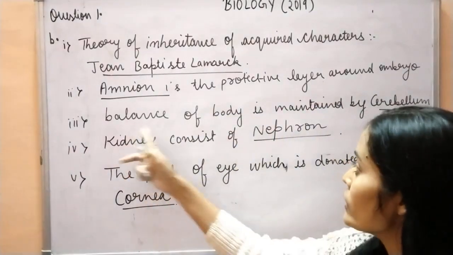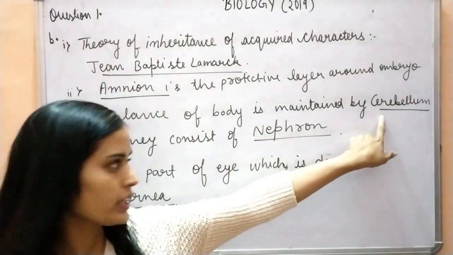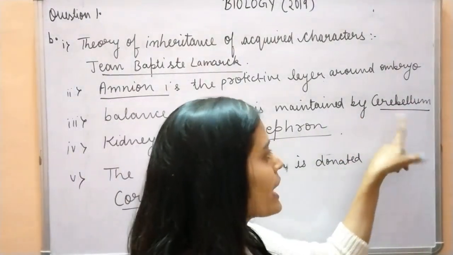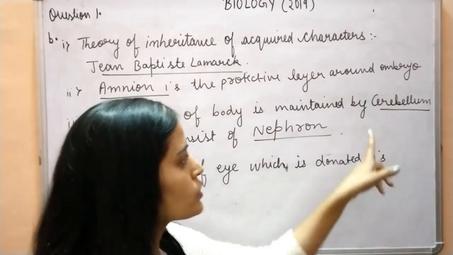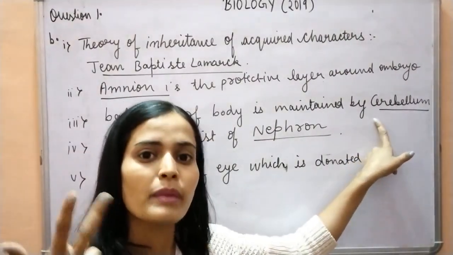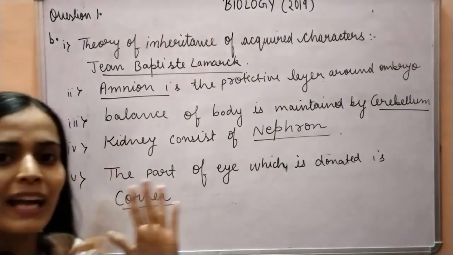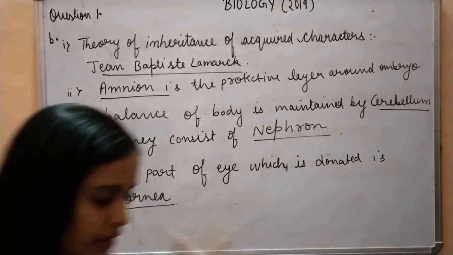Next is balance of body is maintained by cerebellum. I have written the correct answer, but they have given that it is cerebrum. So it is not cerebrum. Cerebrum is the point of intelligence, memory, subconscious mind, right? So cerebellum is that part which maintains the balance of body.